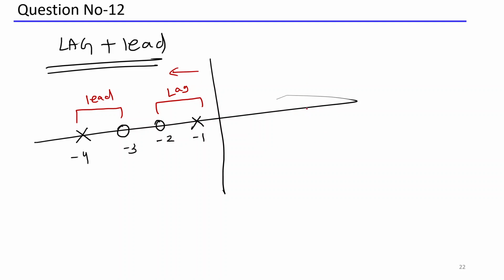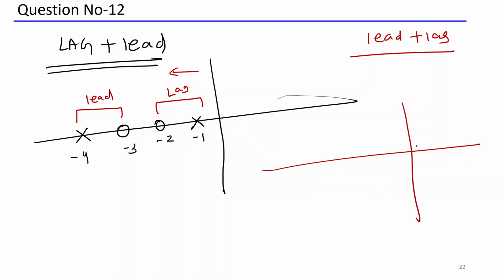If you draw the pole zero location, how will you get it? Suppose it is lead plus lag. This is the lead plus lag. So first you draw the lead. So your pole zero location will be initially a zero, then a pole. These two will contribute lead, then lag. Lag means pole and zero.